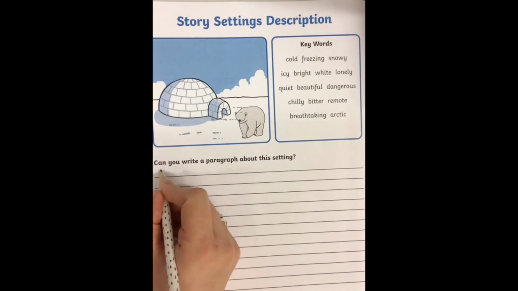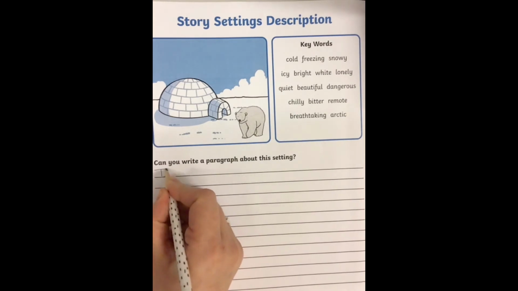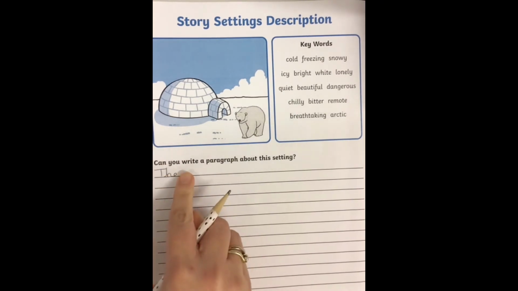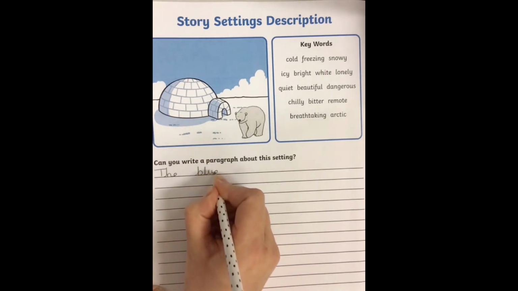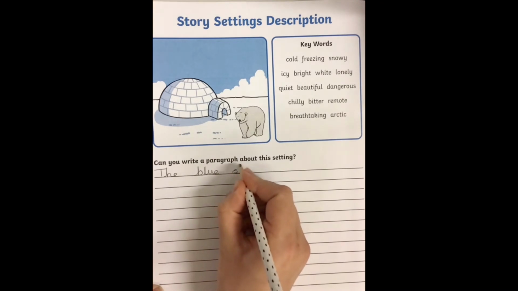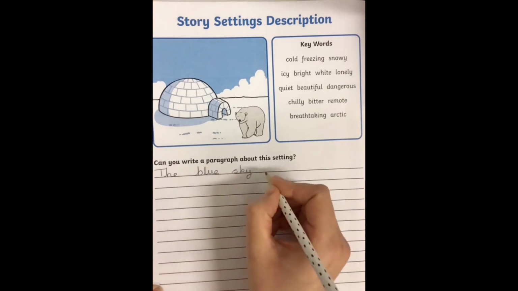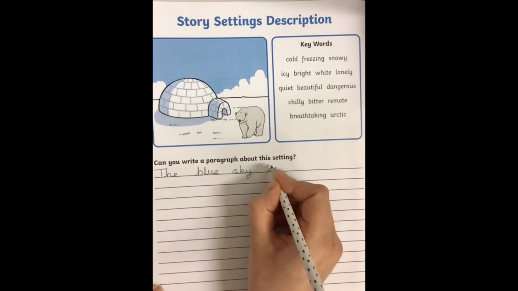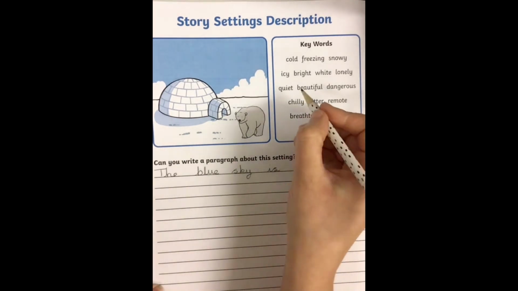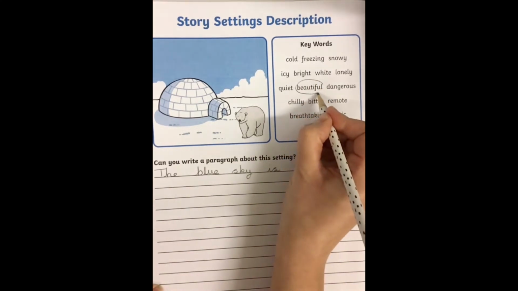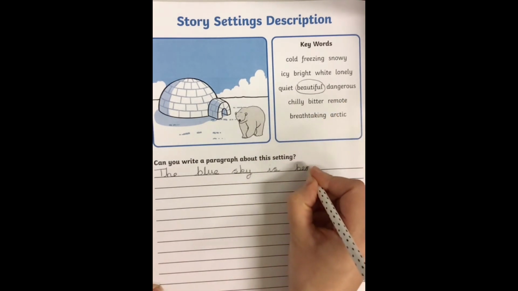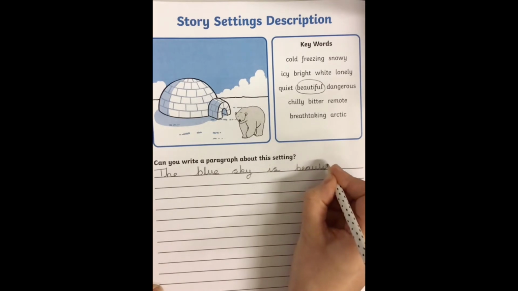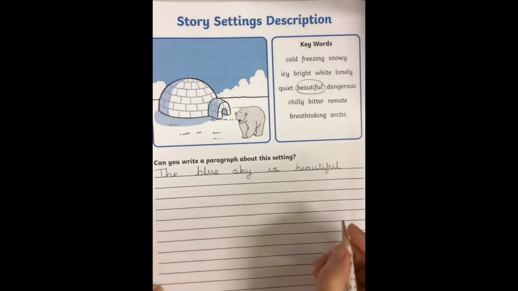So I'm going to start my sentence with a capital letter, the. Finger space, use my adjective blue. The blue sky is, yes, I'm going to use this word, beautiful. I'm going to borrow that word and copy it down. The blue sky is beautiful.